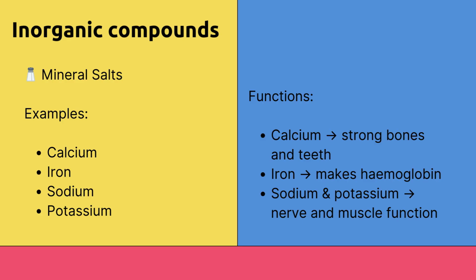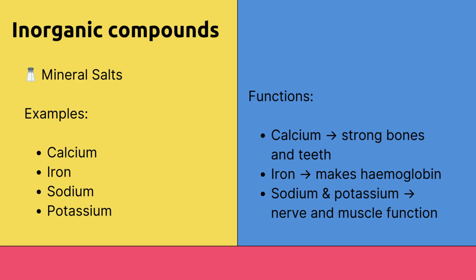Your minerals are your calcium, which you get from drinking milk, iron, which you get from eating spinach or a nice juicy steak, and some beetroot, sodium from your salt, and potassium from your bananas. So calcium helps with your bones, makes you have strong bones and teeth. Iron makes up your hemoglobin, which is a big part of your blood cells. And sodium and potassium help with your nerve and muscle function. So these compounds, inorganic compounds, are very essential for life.